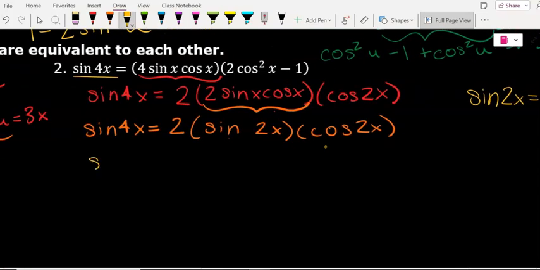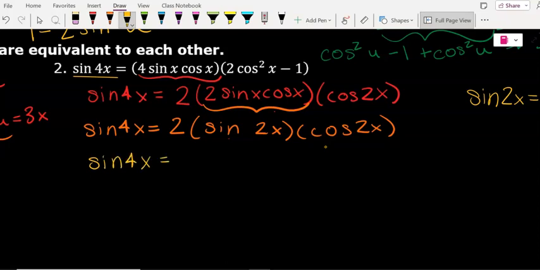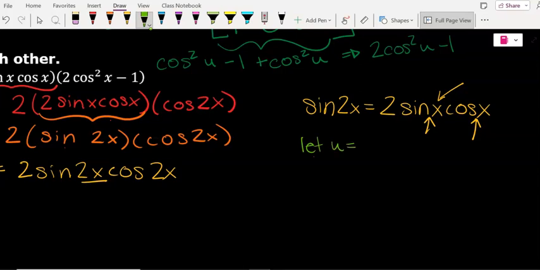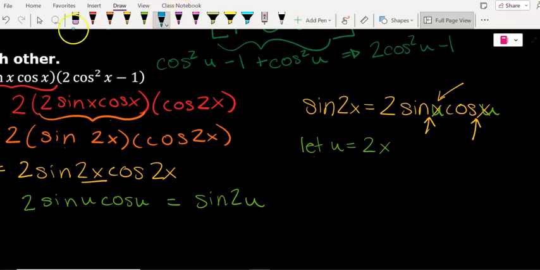So if you think about it this way, I've got sine 4x is equal to 2 times, and I'm just going to drop the parentheses. Okay, all I did was drop the parentheses, changed nothing else. So now what I can do what I did earlier and say that, let's say let u equal 2x. So if I have 2 sine u cosine u, that would equal sine 2u, correct? And now I'm just going to go ahead and put that 2x back in. So instead of it being u, I'm just going to replace the u with the 2x. So here it's 2x, here's a 2x, and now here's a 2x.